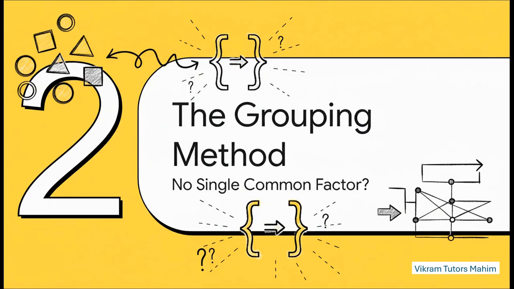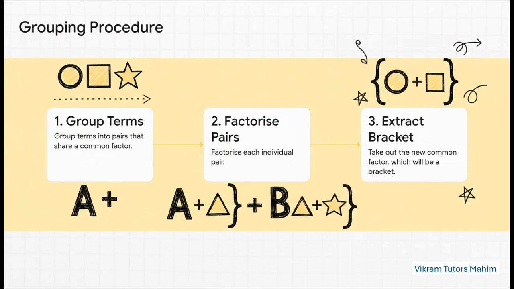Okay, that's great and all, but what happens when there isn't one single factor that's common to all the terms? What do you do then? No problem. That's where our next tool comes in, the grouping strategy. Now this is a really clever little trick, especially for expressions that have 4 terms. What you do is you group them into pairs. You factorize each little pair separately, and then, like magic, a new common factor, a whole bracket, often just appears.